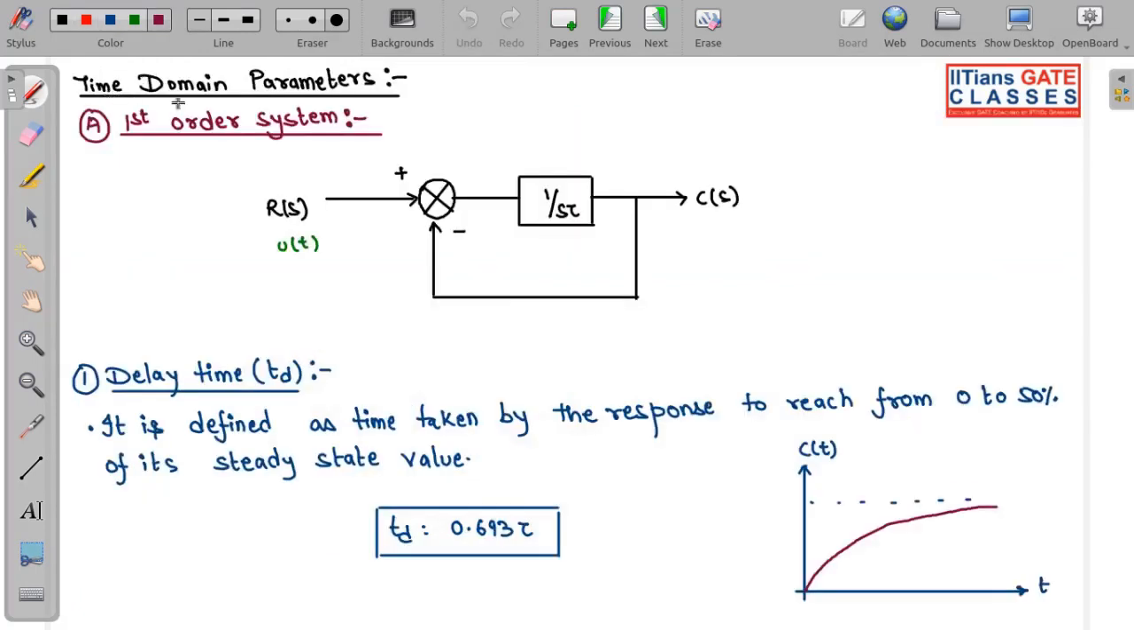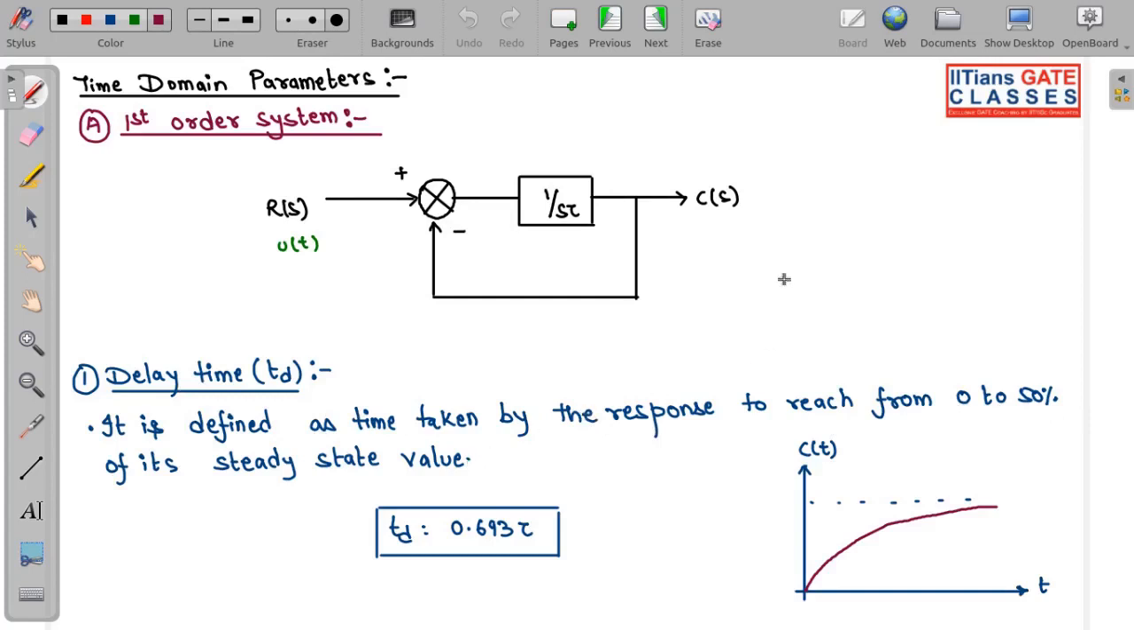So the next we have over here is time domain parameters. We are going to see a few time domain parameters for your first order system as well as your second order system. So this is the first order system we have seen. The first time domain parameter is delay time. Delay time is defined as the time taken by the response to reach from 0 to 50% of its steady state value.